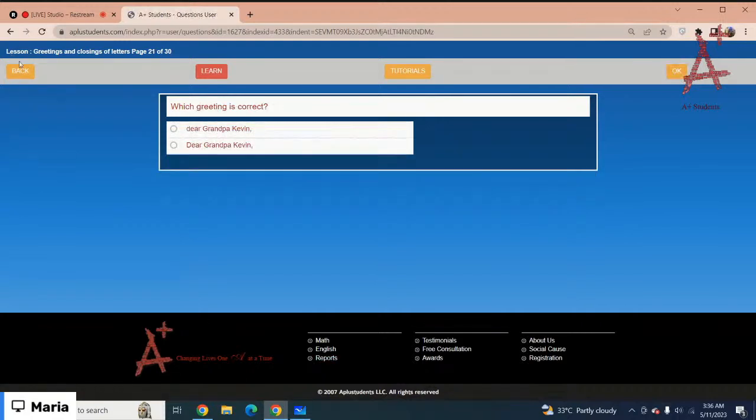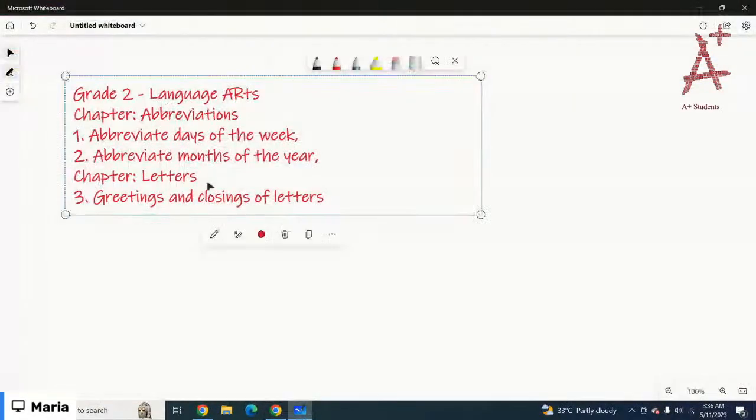Okay, you can complete the test by yourself later today. So, we are working on grade 2 language arts. The chapter we started with is abbreviations, and the lessons we have covered are abbreviating days of the week, then abbreviating months of the year. Then we started the chapter on letters, and the lessons we have covered are greetings and closings of letters. Please make sure that before the next session you complete all the test questions for the lessons we did today. If you need more help with any of the lessons, you can contact any tutor on Skype. They are available from Monday to Friday, 5 to 9. Got it?